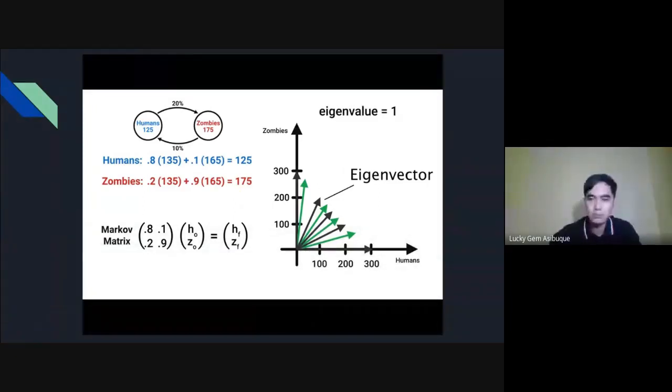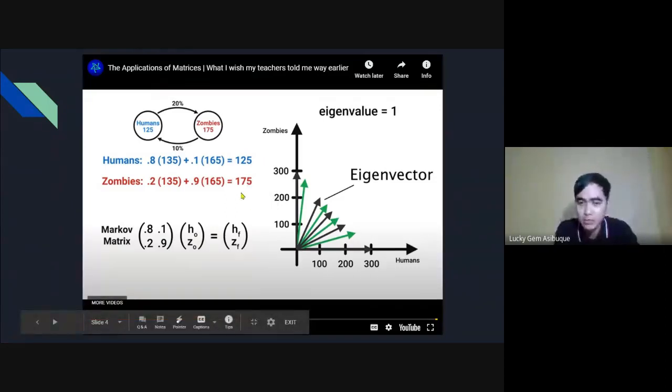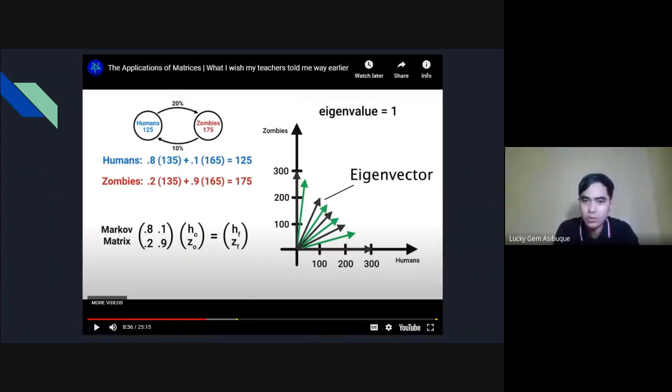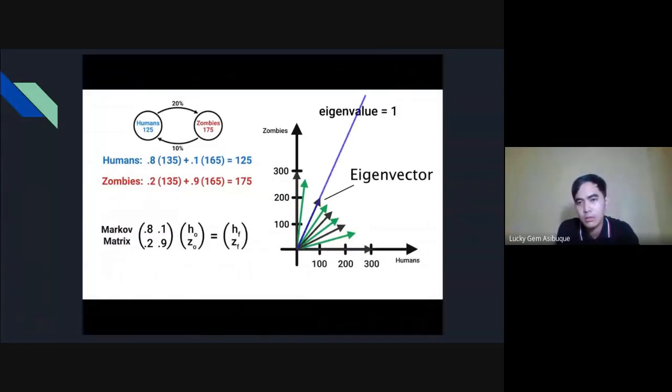And since that vector doesn't rotate or scale, it is the equilibrium of the system and therefore the answer to our question. So, si eigenvector daw yung equilibrium ng system. After a long time, the populations will settle to numbers which lie on this line and add to 300, which would be 100 for the humans and 200 for the zombies. Any other population values will just move a little closer to these after each hour.